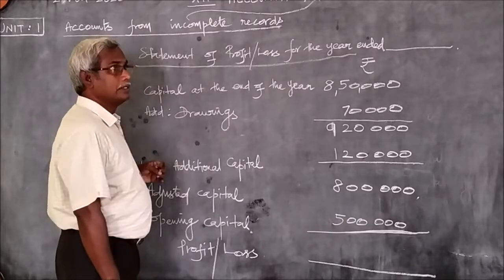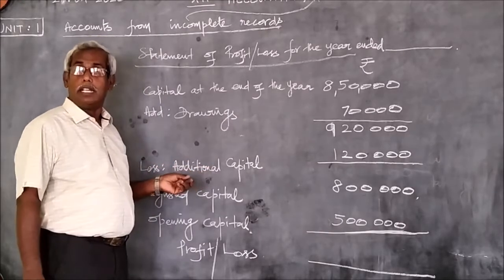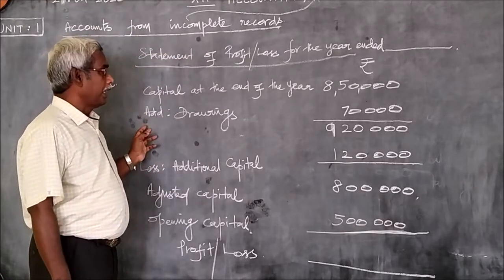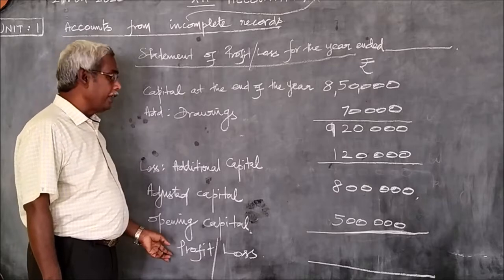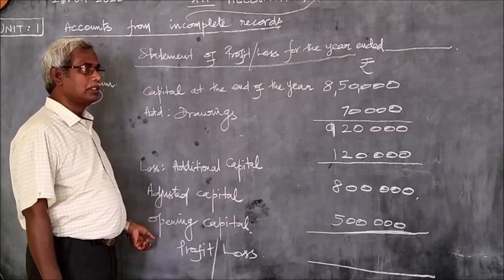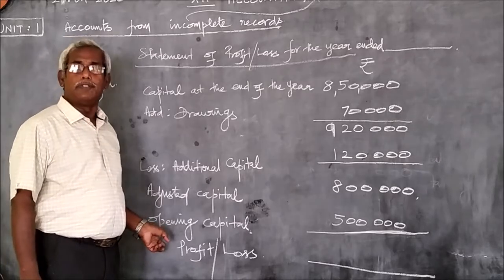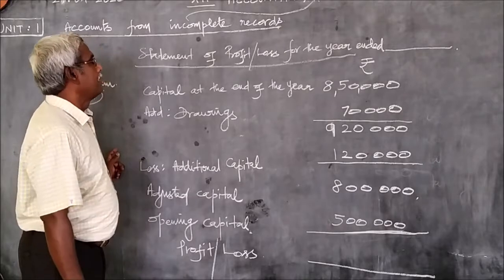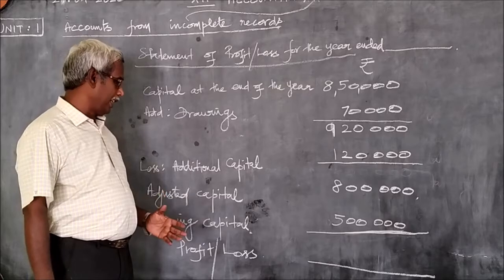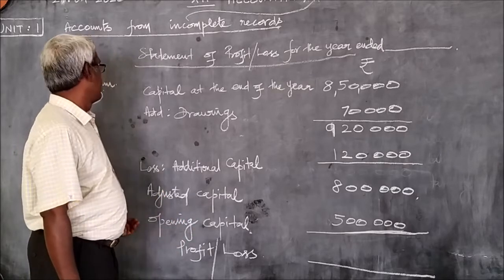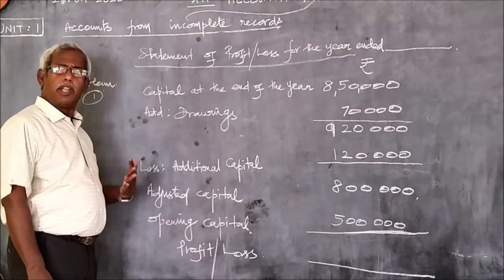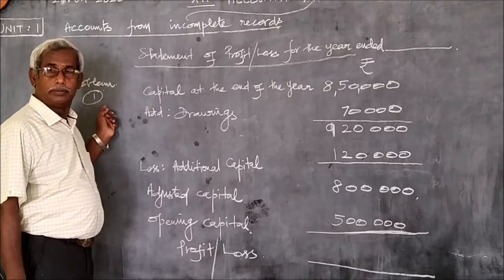Yes, my dear student, for the second day on the chapter Accounts from Incomplete Records, we shall try to find the profit or loss of the business by using a method given in the book, which is called the Statement of Affairs method, under which, if all the data are available, how to find the profit or loss. We shall see it.